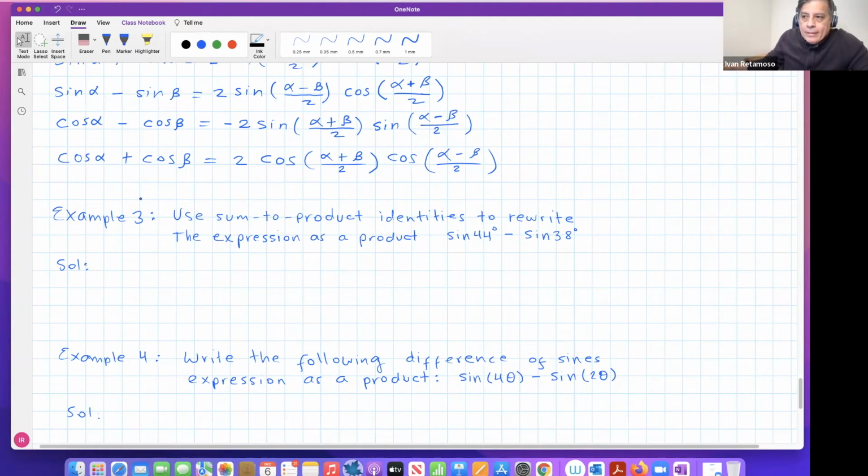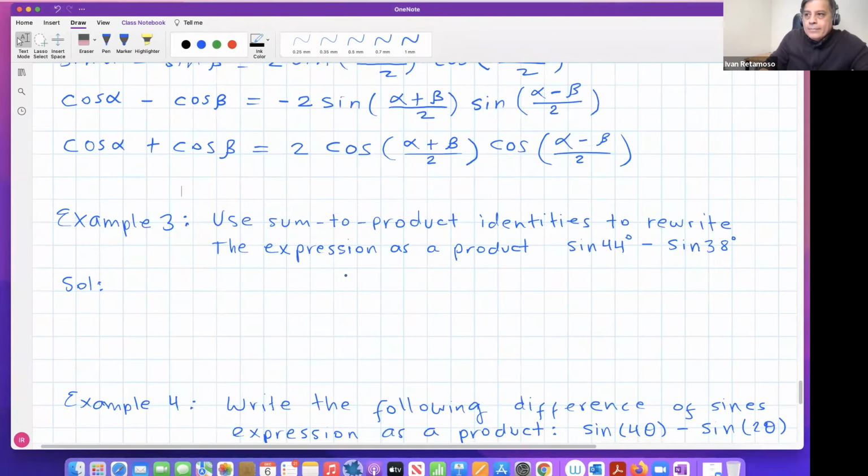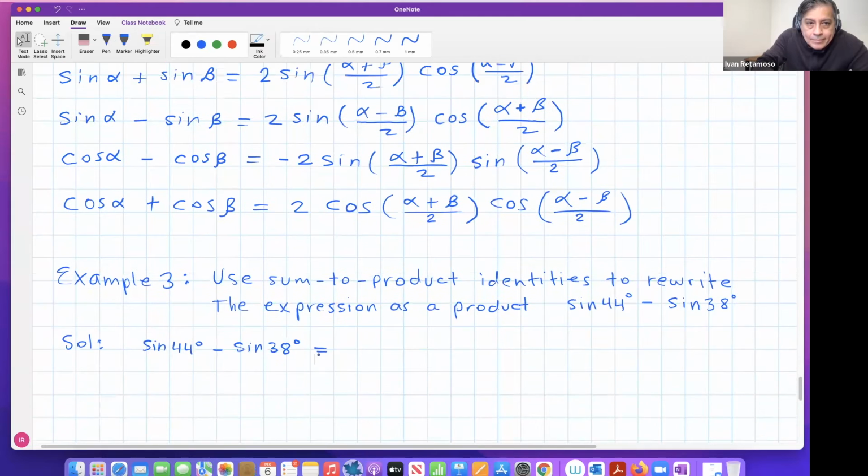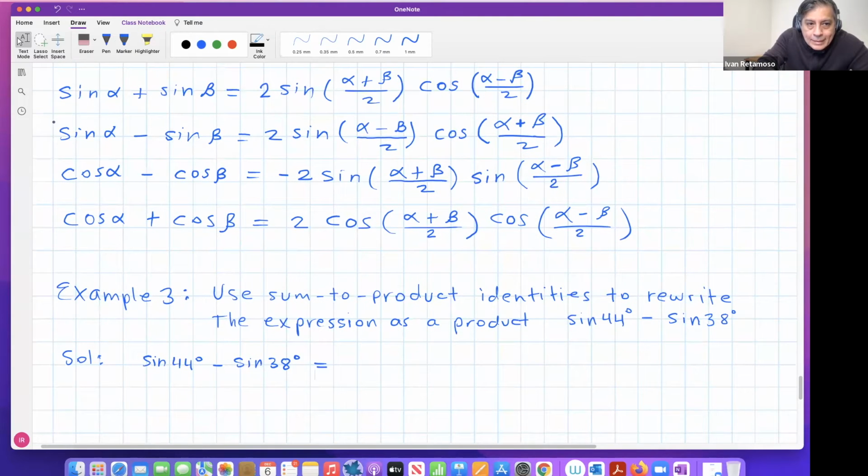Okay, good. Yeah, we have formulas to do that, right? Yeah, very good. Great. So we start by writing out the sine of 44 degrees minus sine of 38 degrees, okay? Well, clearly, since I'm dealing with sine minus sine, when you look through these formulas, the second formula is the one that I have to choose, right? The second one, sine of alpha minus sine of beta. Very good. We're going to use the second formula.